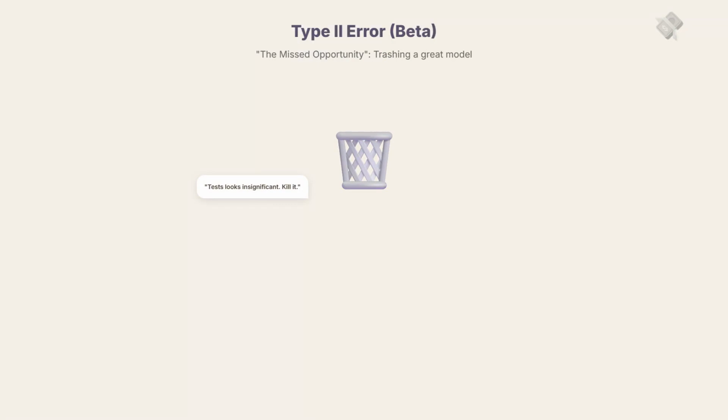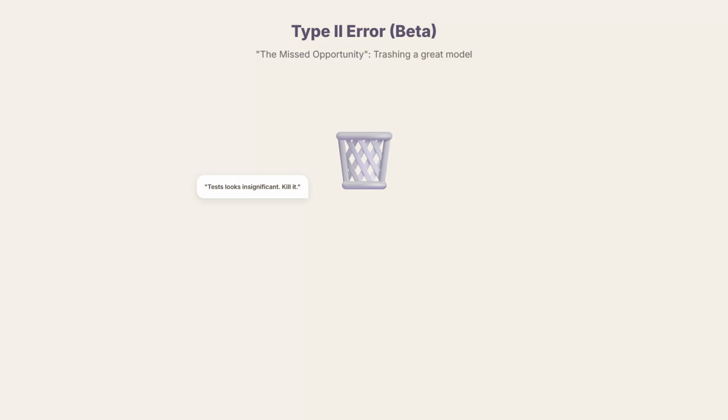The second mistake is the type 2 error, denoted by beta. This is the false negative. This happens when your new model actually is better. There is a diamond in the rough, but your test failed to detect it. Maybe your sample size was too small, or the data was too noisy. This is a missed opportunity. You threw away a feature that could have made the company millions.